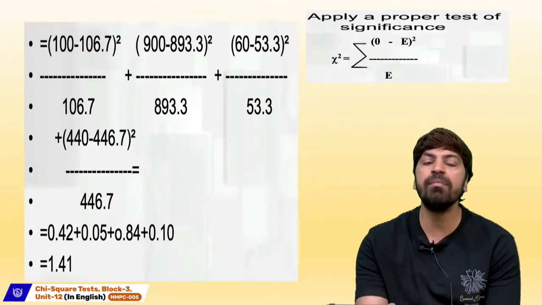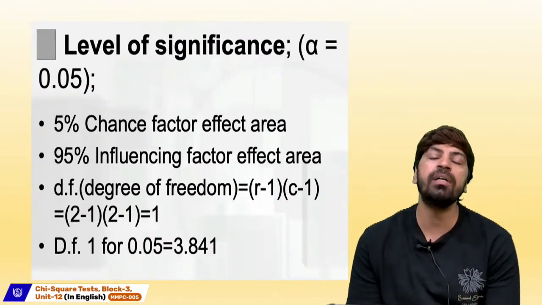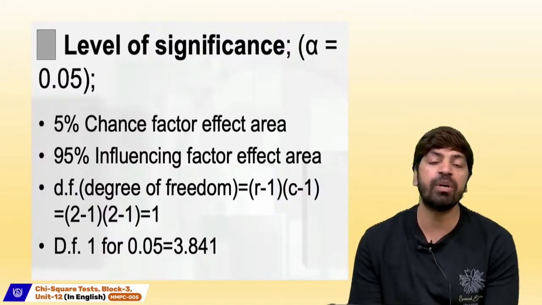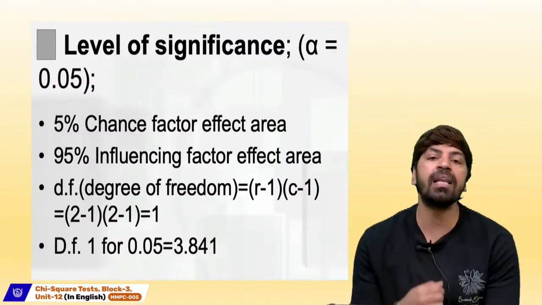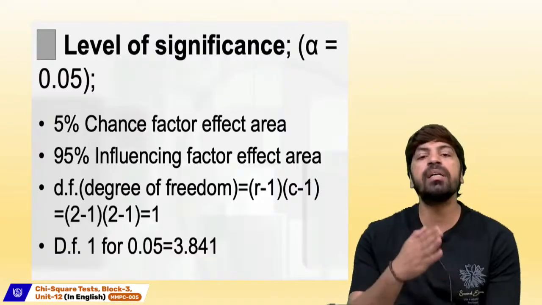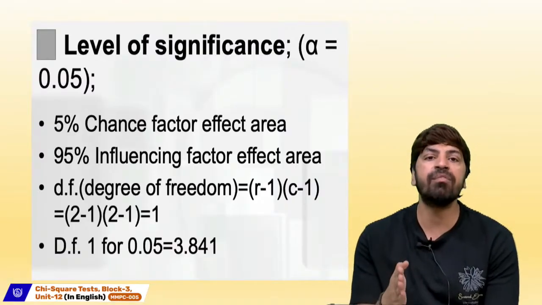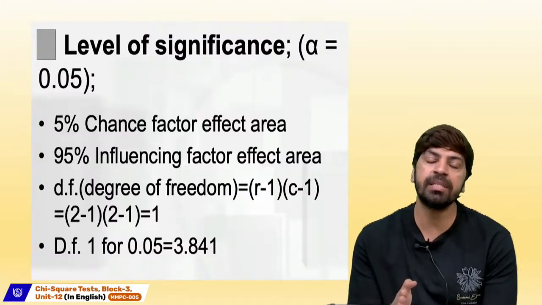So what is the value of chi-square calculated? That is 1.41. And what is the chi-square tabulated value? 3.841. So what would be the result if the chi-square calculated value, 1.41, is less than the chi-square tabulated value? Then the null hypothesis is accepted.